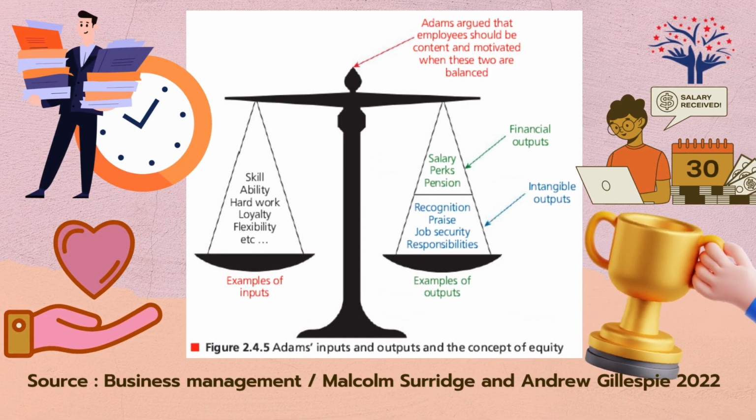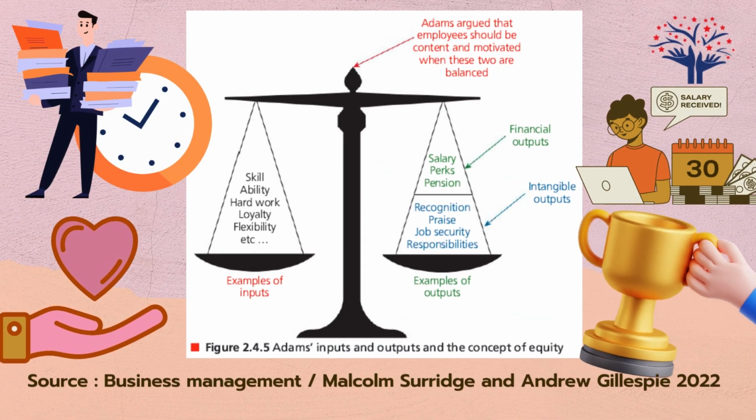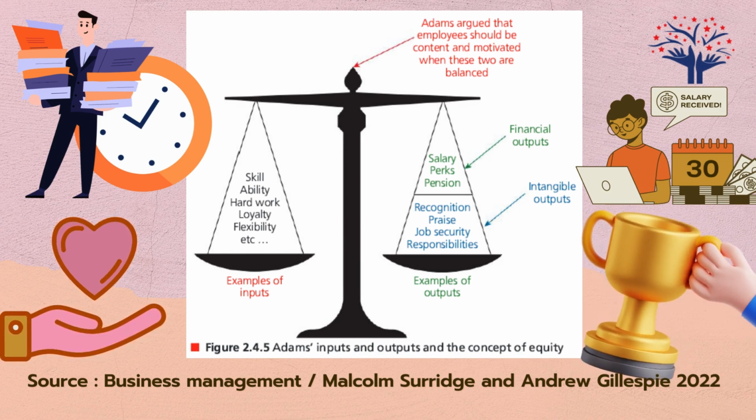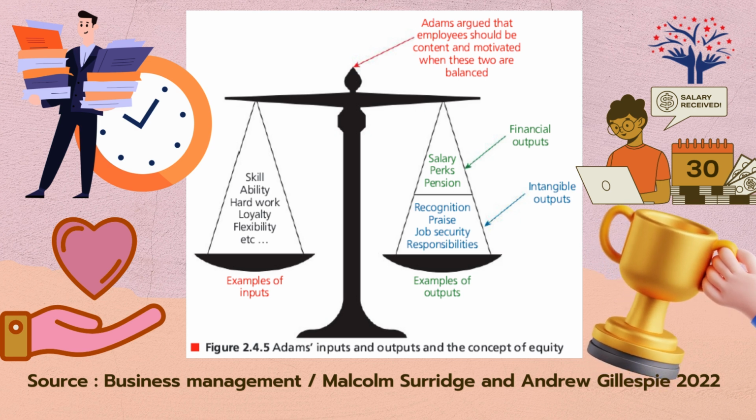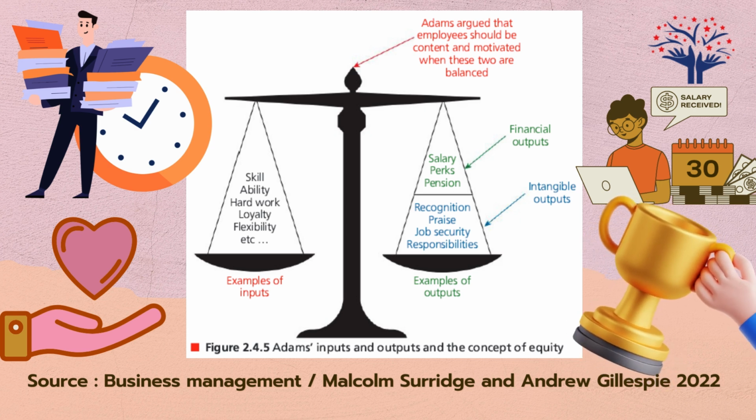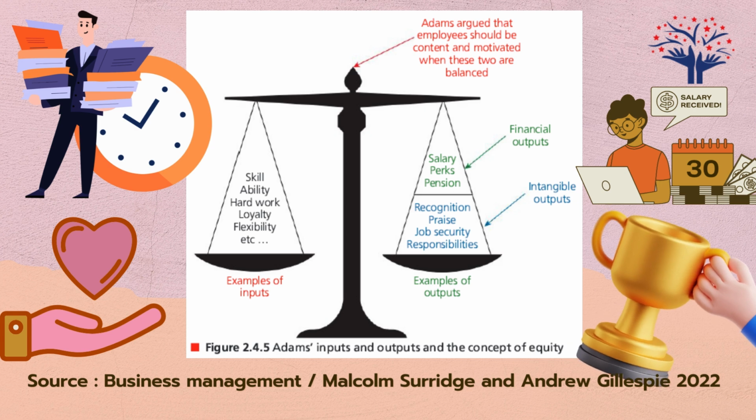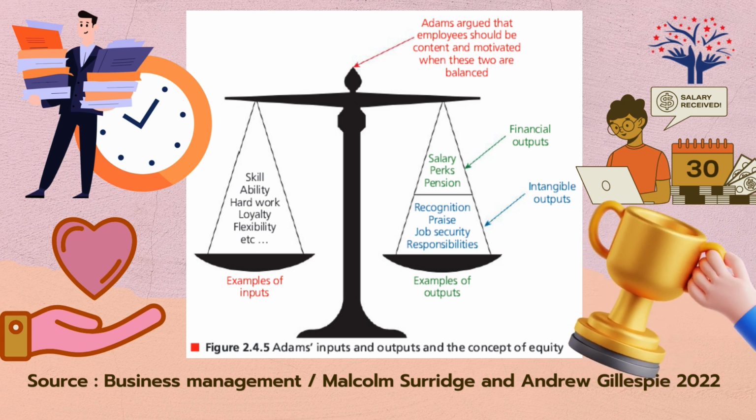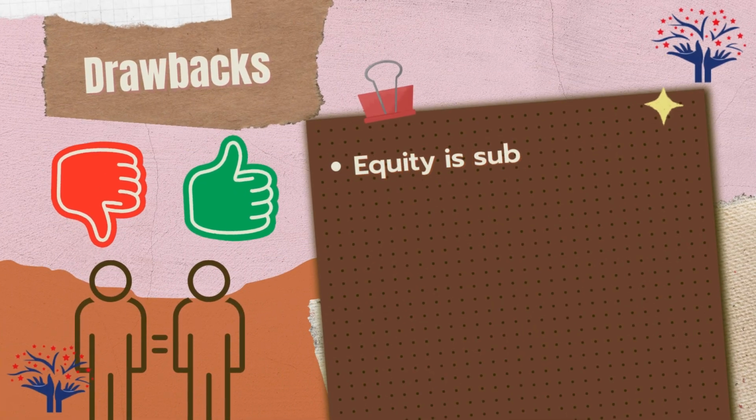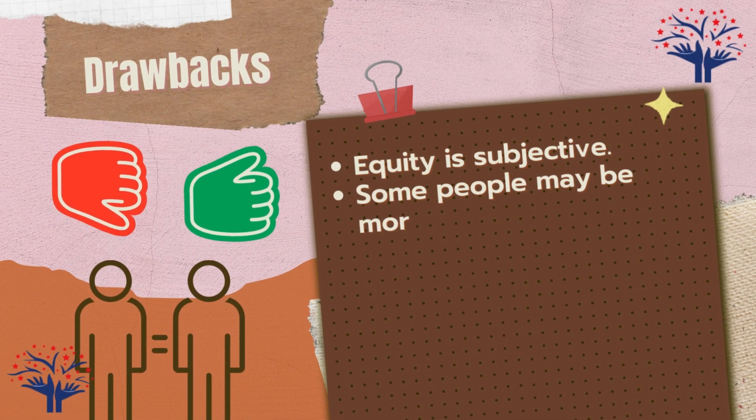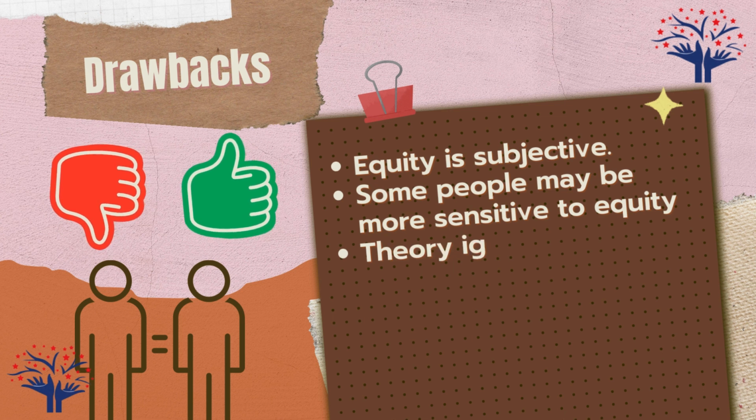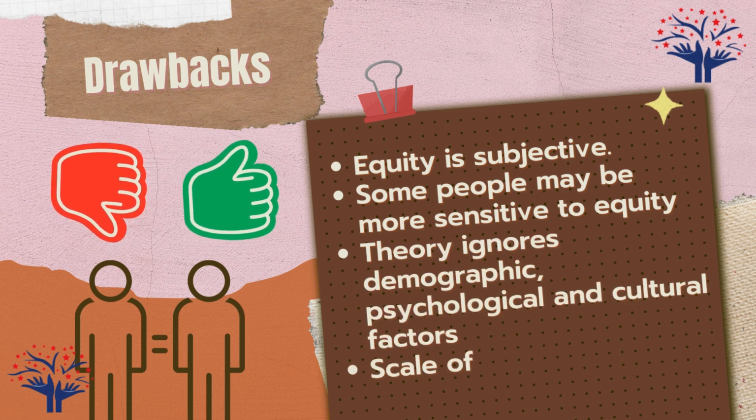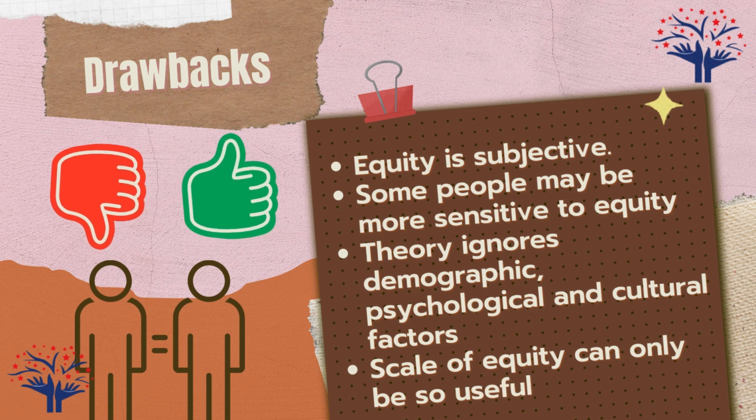Inputs in equity theory include expertise, experience, enthusiasm, and effort, which can be physical or intellectual. Outputs, or outcomes, include remuneration, recognition, rank, and responsibilities, and these can be both tangible, like salary, and intangible, like praise and status. Drawbacks of equity theory include its subjectivity, as some people are more sensitive to equity. It also overlooks demographic, psychological, and cultural factors, and the scale of equity can only be so effective.